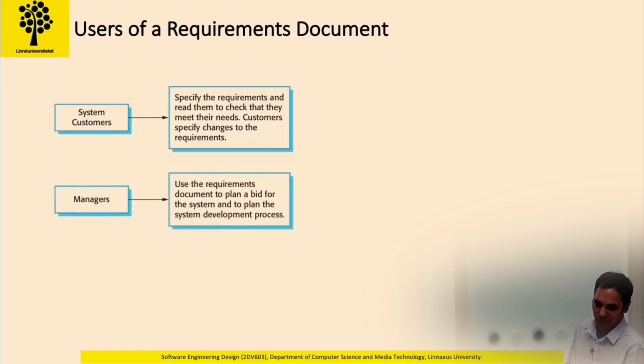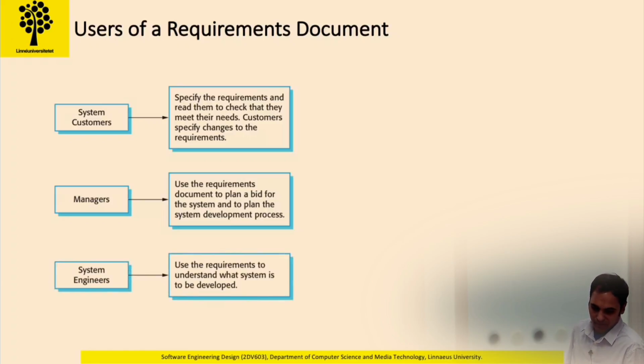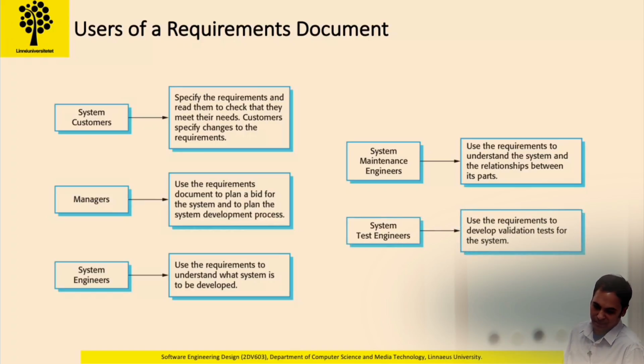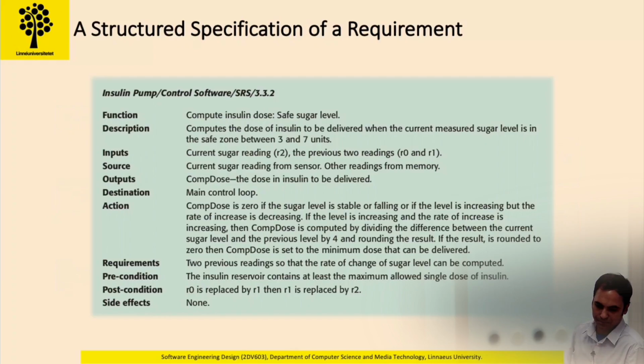Then, of course, the managers. I also mentioned this before. And the system engineers who develop the system. Then the fourth users are system maintenance engineers, who use the requirement document to maintain the system. And also the system test engineers, who test the requirements to see if it was properly developed, or if it was developed according to the user requirements, for validation and test.